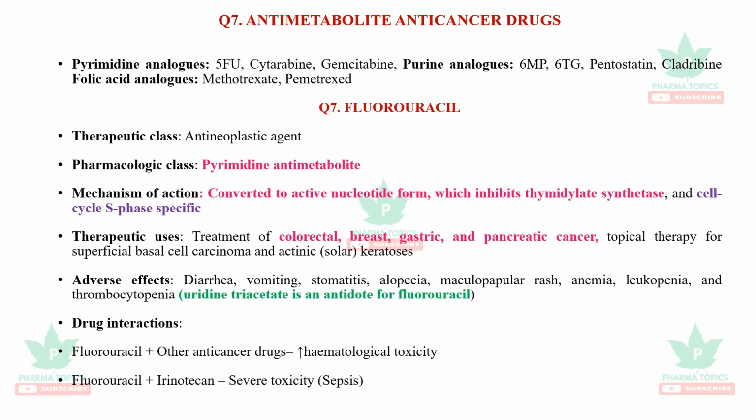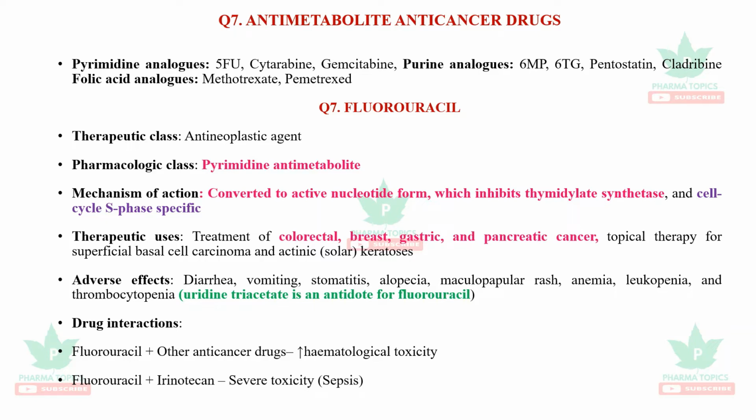Question number 7 is antimetabolite anti-cancer drugs. There are 3 sets of antimetabolite anti-cancer drugs. They are pyrimidine analogs: 5-fluorouracil, cytarabine, gemcitabine; purine analogs: 6-mercaptopurine, 6-thioguanine, pentostatin, cladribine; then folic acid analogs: methotrexate and pemetrexed.